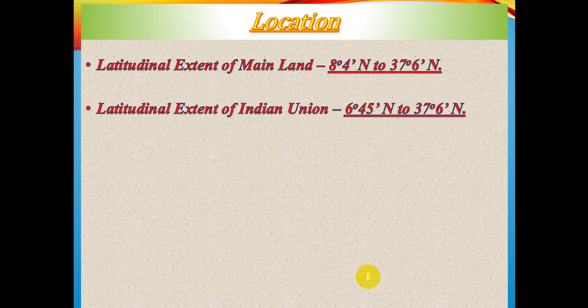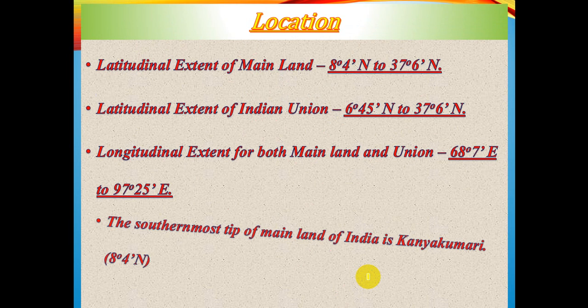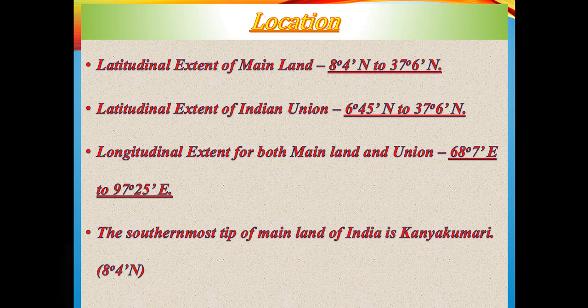Next, it is related to the latitudinal extent and the longitudinal extent of the Indian mainland and Indian Union. The latitudinal extent of the mainland is 8 degrees 4 minutes north, which is at Kanyakumari. I'll explain all these with the help of the map too. Let me just go with the detail written over here. And that is in the place of Jammu and Kashmir. At the northern edge of Jammu and Kashmir, the latitudinal extent of the Indian mainland is 37 degrees 6 minutes north. Now the latitudinal extent of the Indian Union.